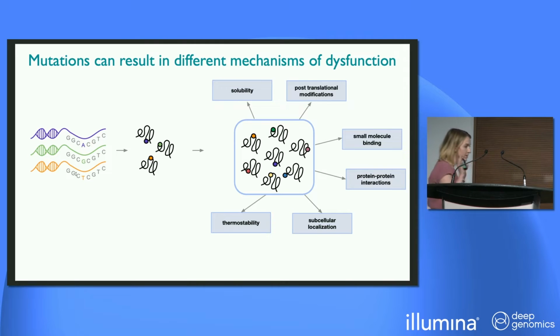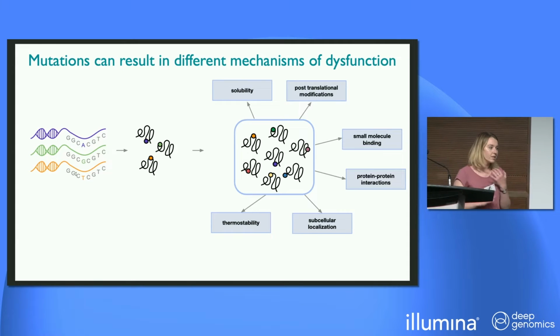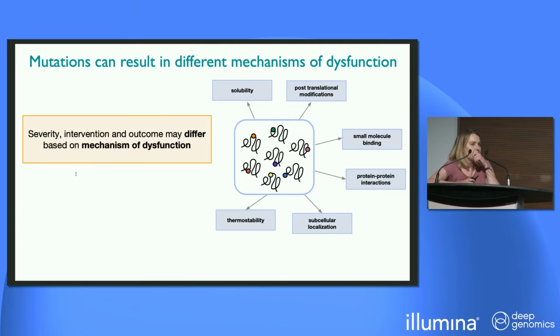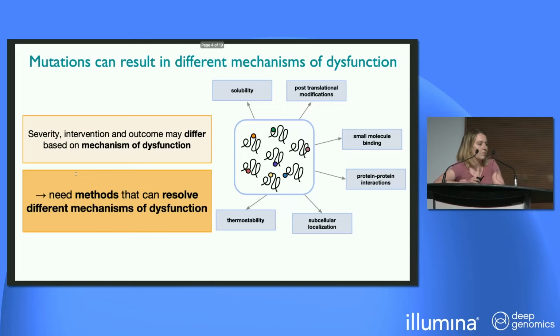So mutations can result in lots of different mechanisms of dysfunction, right? A single amino acid mutation can cause changes in solubility, in post-translational modifications, things like small molecule binding and protein interactions. And so this is really important to consider because for many diseases, the severity, intervention, and outcomes can really differ depending on what the mechanism of dysfunction is. And so for that reason, we need to develop methods that can resolve different mechanisms of dysfunction.